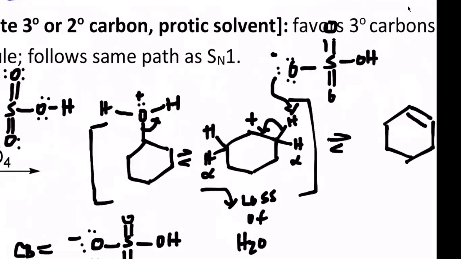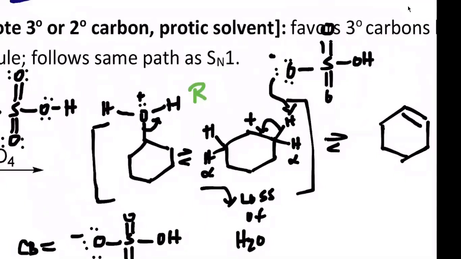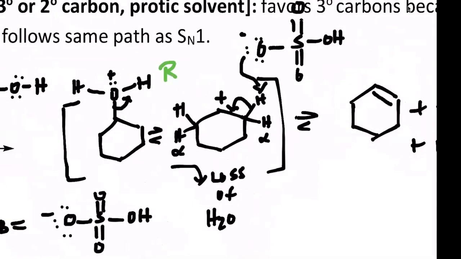So this step right here is rate determining, right? The loss of leaving group. It's not the proton transfer at the beginning, and it's not the elimination part. It's the leaving group leaving, which is the rate determining step.